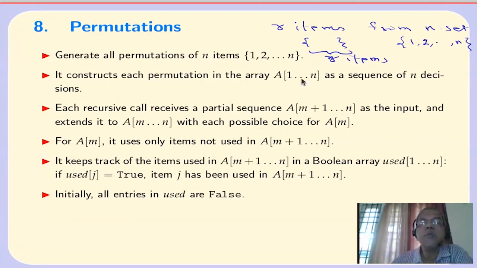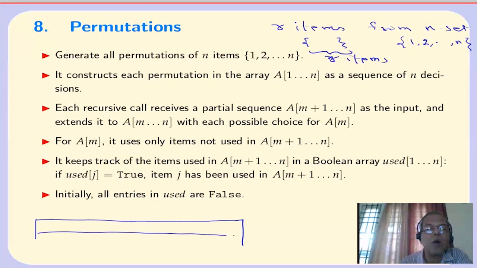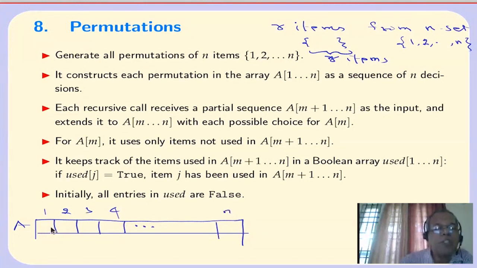It constructs each permutation in the array A[1 to n] as a sequence of n decisions. That would mean 1, 2, 3, 4, and so on to n. We will first put the possible choices in item 1, then possible choices in item 2, and so on. That is what we mean by a sequence of n decisions.